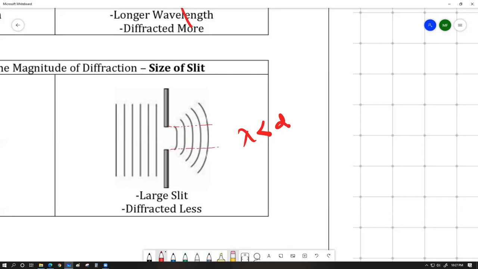So these waves are going to be nearly flat. And curves are going to happen on the sides like that. So that's what happens whenever we have a large slit and smaller wavelength. This is what we mean by the idea of diffraction.